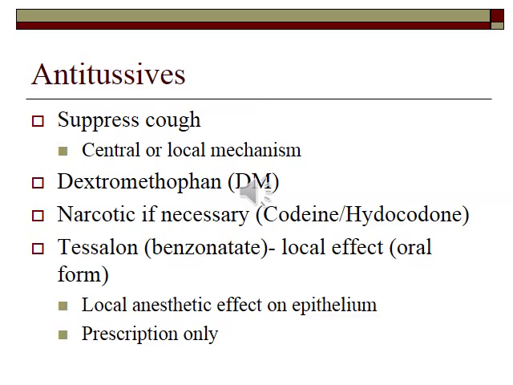And what these do is they have a local anesthetic effect on the epithelium. These are only available via prescription. So your dextromethorphan is an antitussive that's available over the counter, and again, that will have more of a central effect as far as suppressing cough, whereas a Tessalon will have more of a local effect. And again, it produces an anesthetic effect on the epithelium and will be available solely by prescription.